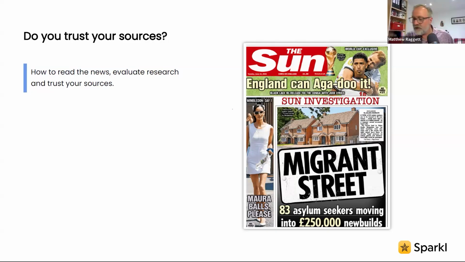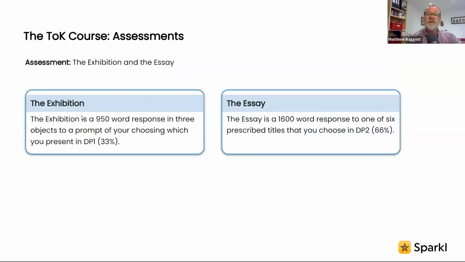Now, just looking at the time, let's close by saying that all of these ideas, these ways of thinking, these questions to ask are going to be important in TOK. And how do they get put to the test? Well, here's how. During the course, I've got two pieces of assessment. The exhibition is a 950 word response in 3 objects to one of 35 prompts.